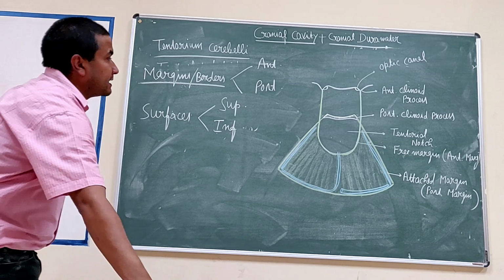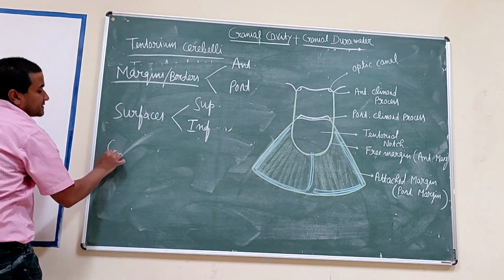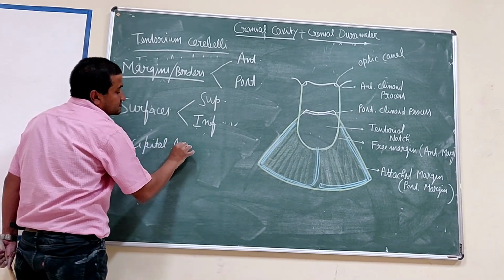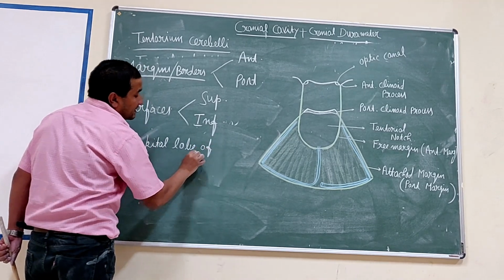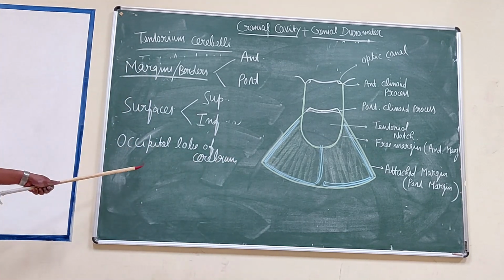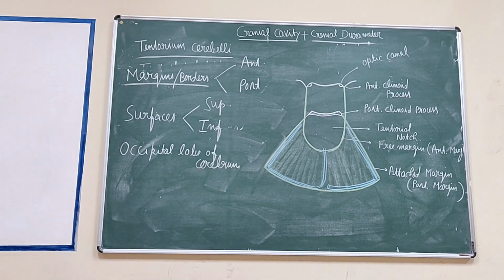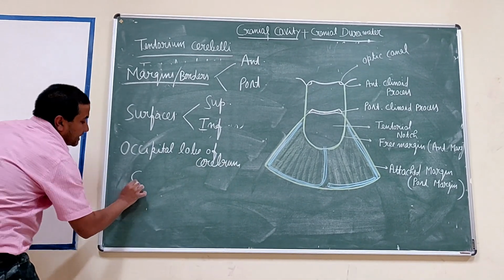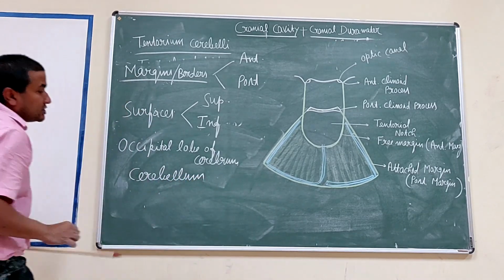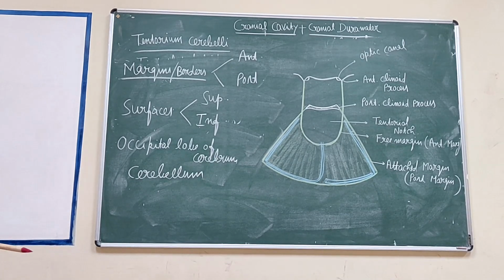This tentorium cerebelli separates the occipital lobe of the cerebrum, which is present in the supratentorial compartment, related with the superior surface of the tentorium cerebelli, from the cerebellum, which is situated in the infratentorial compartment.